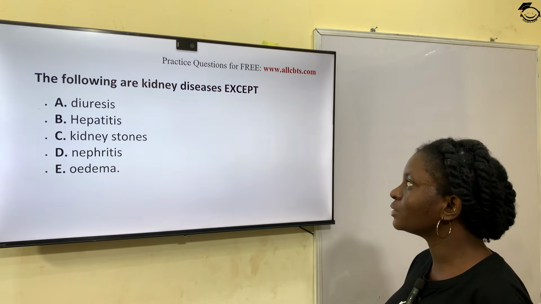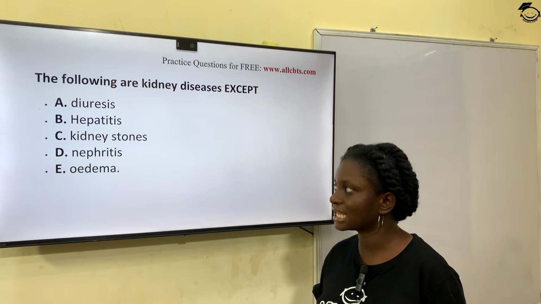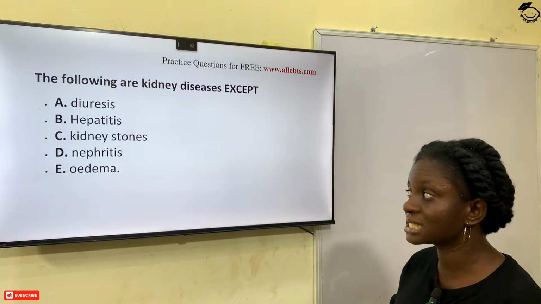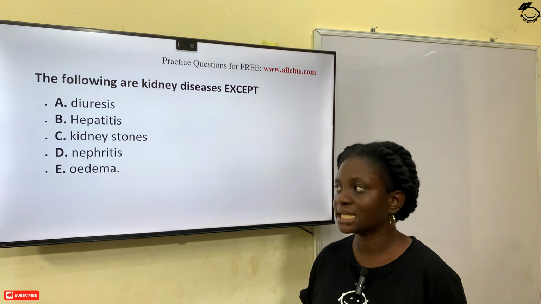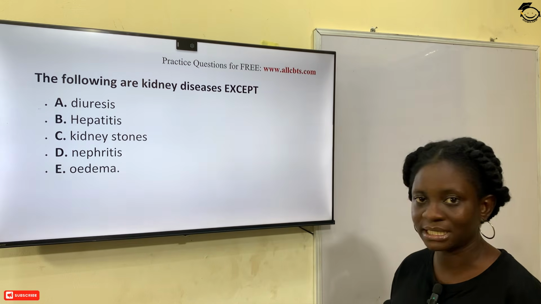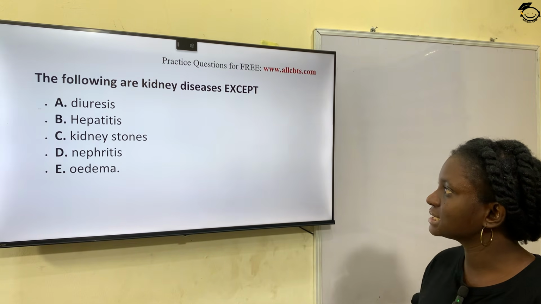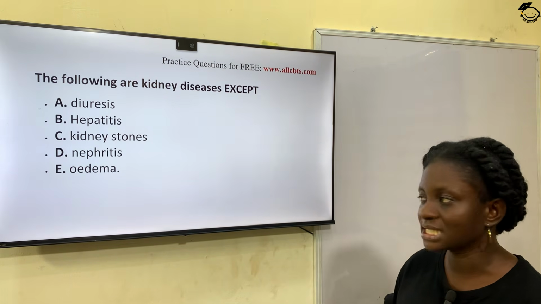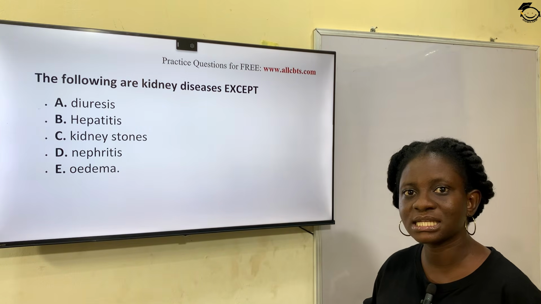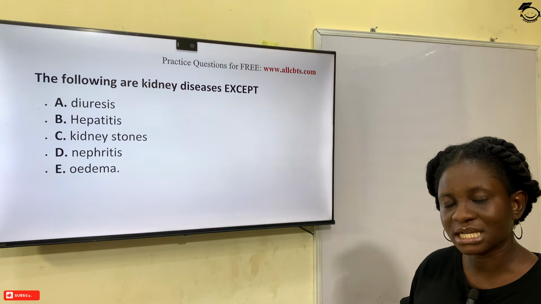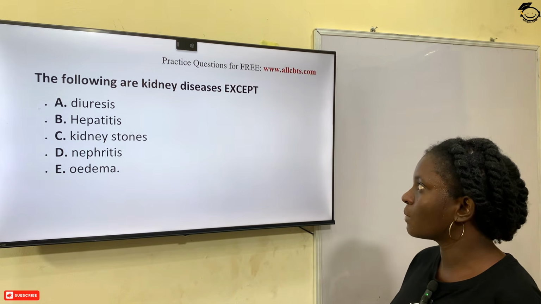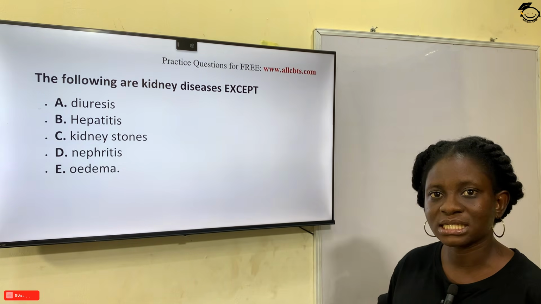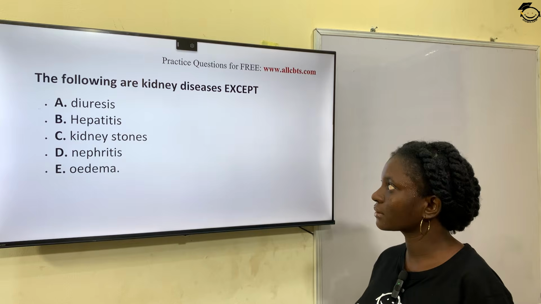Question 2. The following are kidney diseases except: A, diuresis; B, hepatitis; C, kidney stones; D, nephritis; E, edema. The only option there that is not a kidney disease is hepatitis. Hepatitis is a disease of the liver. It has to do with liver inflammation, while the other options are kidney disorders. So the correct answer is option B, hepatitis.